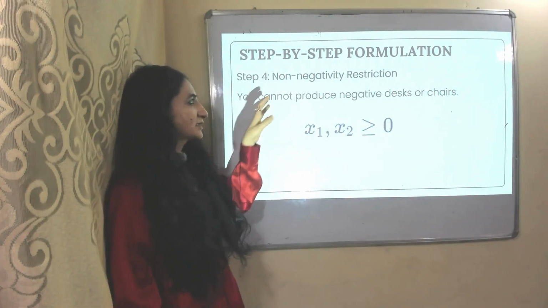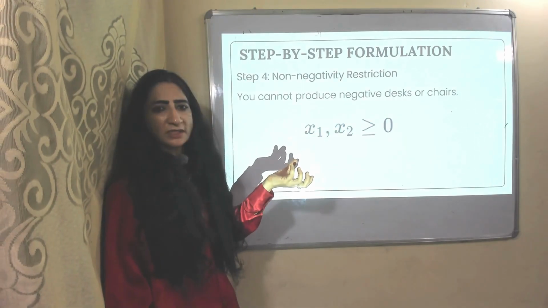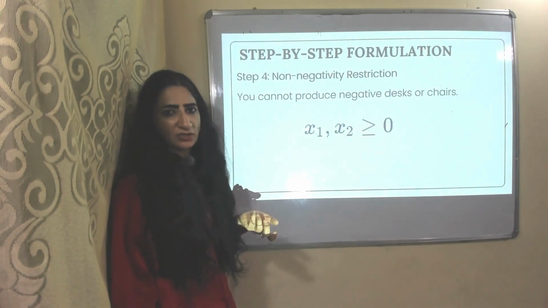Step 4, set non-negative restrictions. That means you cannot produce a negative amount of desks and chairs.